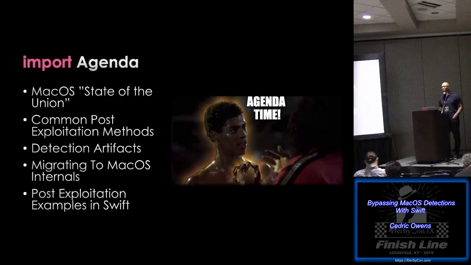So what I plan to talk about is, I plan to start off talking about the state of the union through my eyes for macOS from an offensive and defensive perspective, common post-exploitation methods that we've seen for macOS up to this point, and the associated detection artifacts. And then why migrate to macOS internals for post-exploitation? Like what benefit will we get from that? How can we do it? And then last, talk about some examples of doing just that using the Swift programming language.